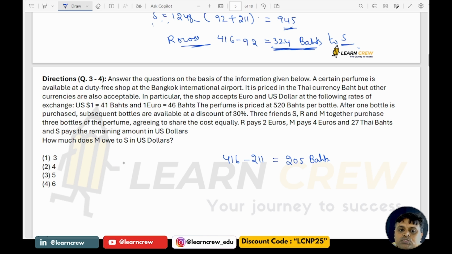M owes 205 bahts to S. It is given that 1 dollar is equal to 41 bahts. So how many dollars? 205 divided by 41 is equal to how much? 5 US dollars. So the answer is 5.